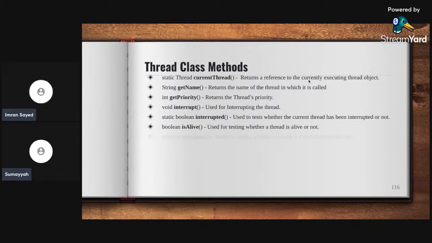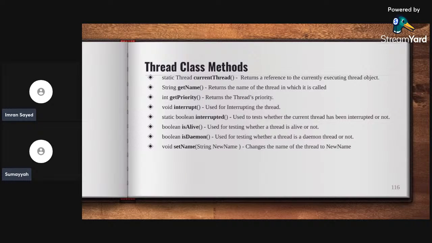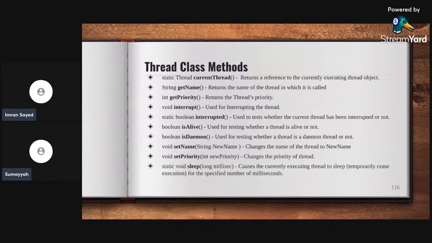Okay. isDaemon is used for testing whether a thread is a daemon thread or not. setName changes the name of the thread to the new name. setPriority changes the priority. sleep causes the currently executing thread to sleep. start is used to begin execution of the thread.